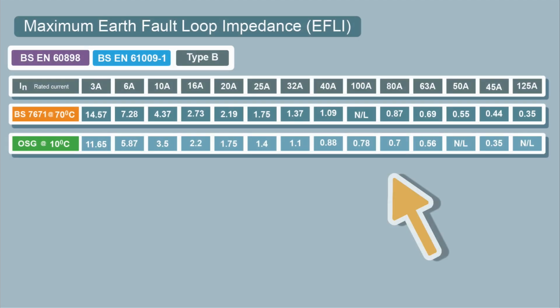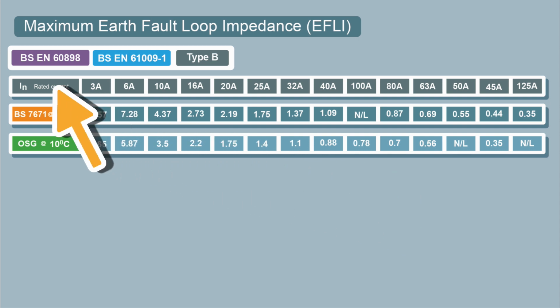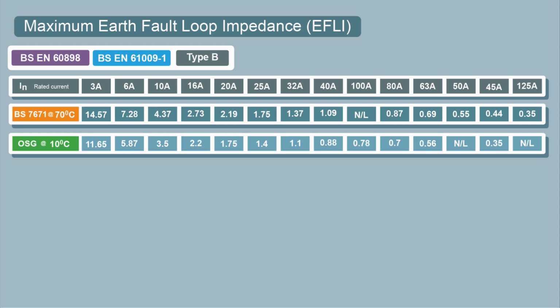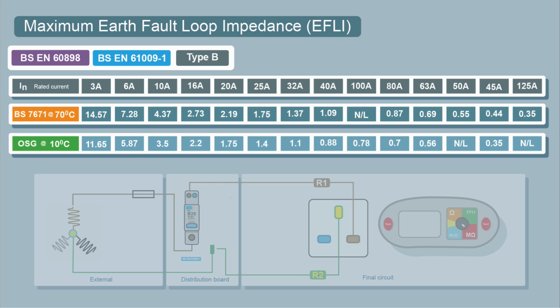So here I've got the full table for 7671 and the On-Site Guide with all the various different size protective devices. This column is your In, the rated current of your protective device. Then we've got the two values for earth fault loop impedance. Let's quickly go through what earth fault loop impedance is. I've got a video on this, but we'll just have a quick look.